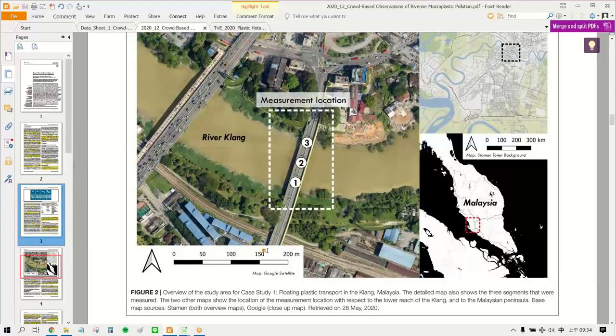Here's figure 2. Figure 2 is a map of a river in Malaysia, which crosses the capital Kuala Lumpur, and the river is called River Kelang. They did a floating plastic survey on this bridge, and they separate this river section into 3 sections, 1, 2, 3. I will explain this later.